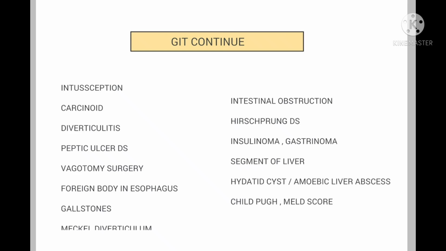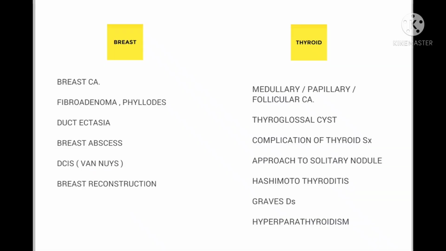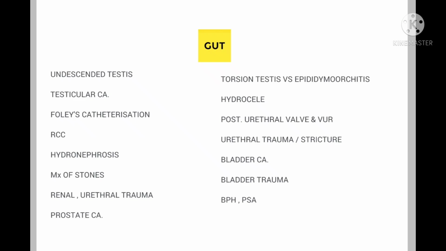Here's the list of the GIT and here is the list of the rest of the topics of the GIT. You can take a screenshot or note this down on your page. The next comes the breast and the thyroid important topics. Next is the genitourinary tract.